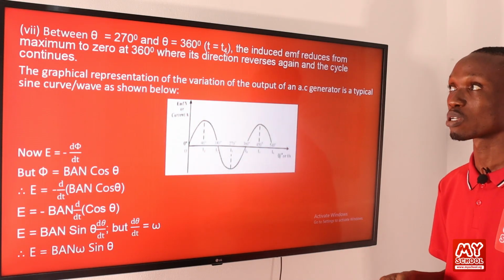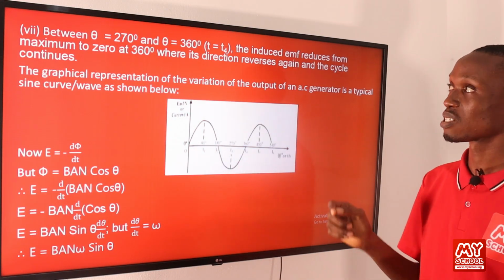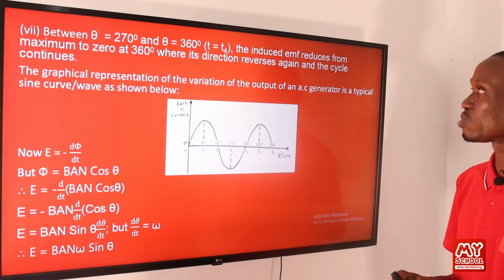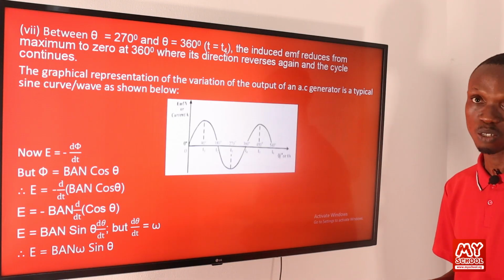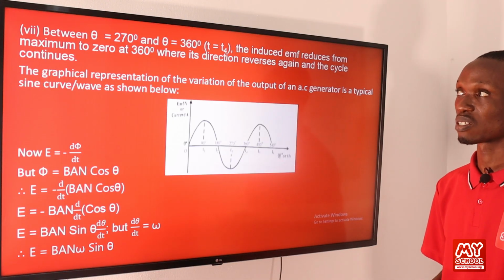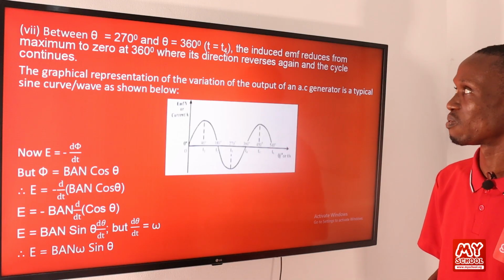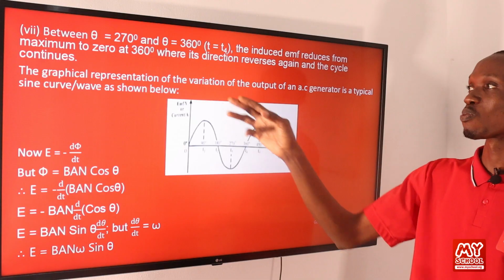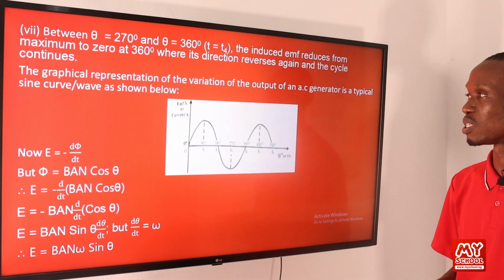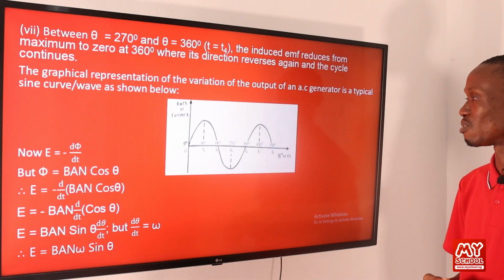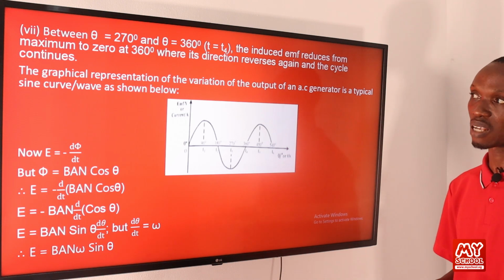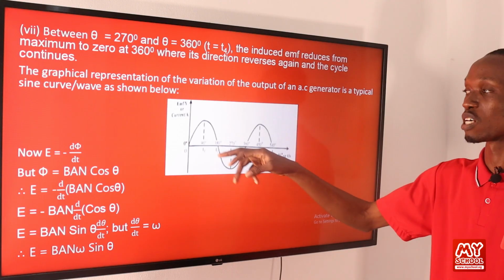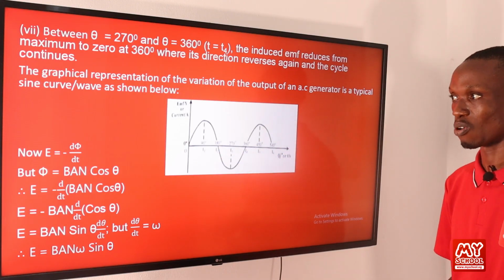Between theta equals 270 degrees and theta equals 360 degrees and t equals t4, the induced EMF reduces from maximum to 0 at 360 degrees, where its direction reverses again and the cycle continues. So the graphical representation of the variation of the output of an AC generator is a typical sine curve or sine wave as shown below. So basically this is what we are trying to explain on the previous slide.